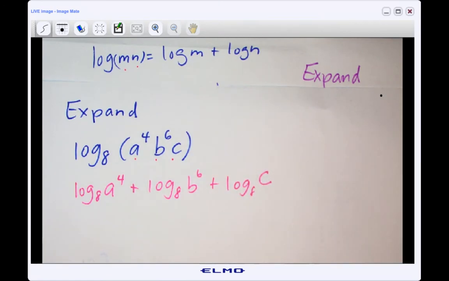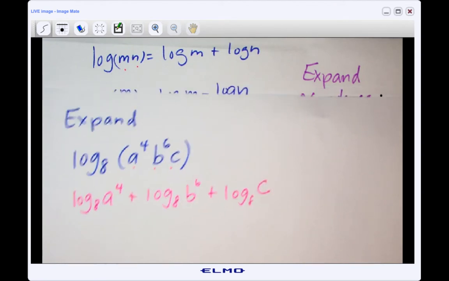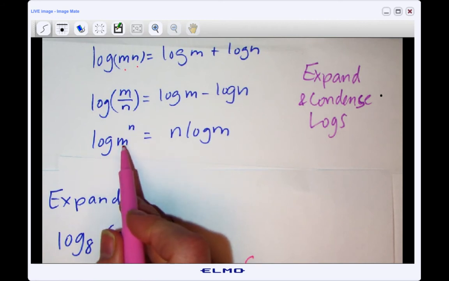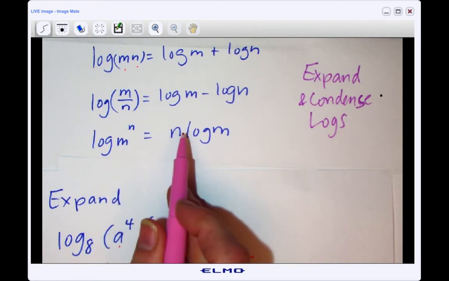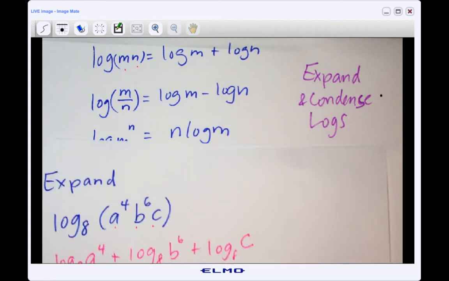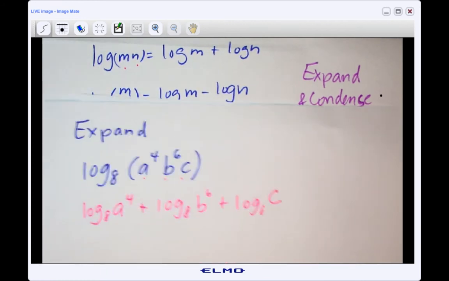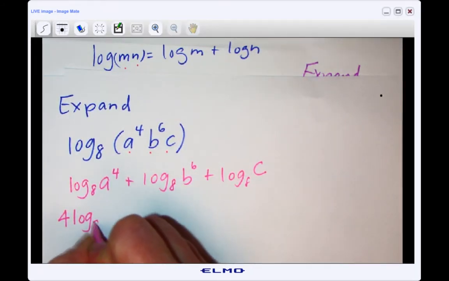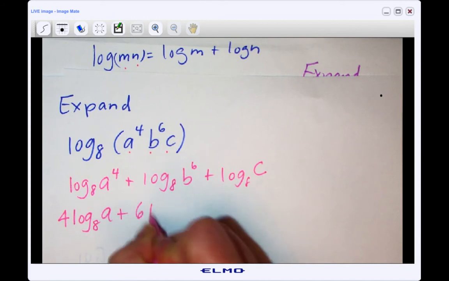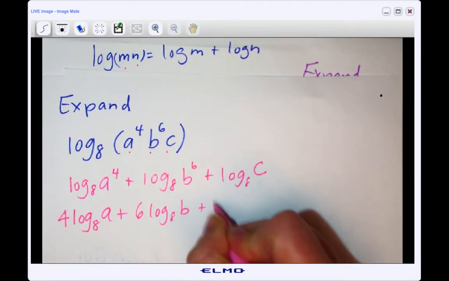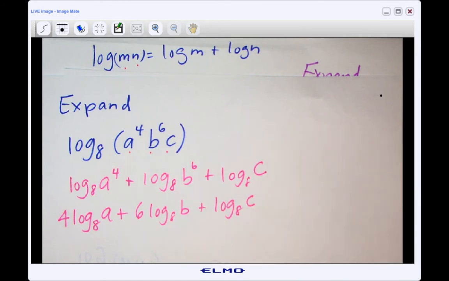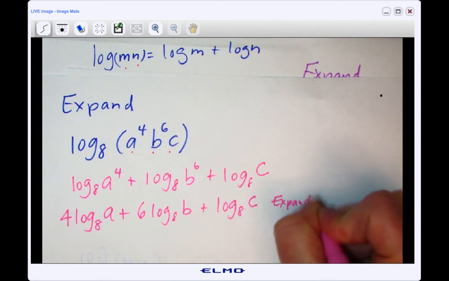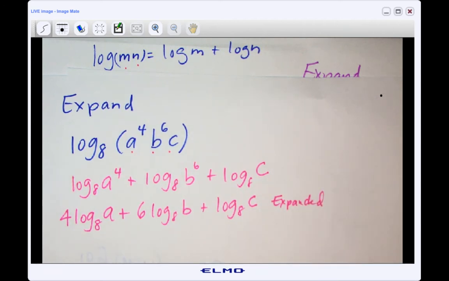Now I'm almost done, but the last thing I want to do is look at my other rule. When we have a value raised to a power, we get to stick that exponent in the front. That's going to be my last step in expanding this one. I'm going to move these exponents to the front, and I'm going to write this as 4 log base 8 of a plus 6 log base 8 of b plus log base 8 of c. Since c doesn't have an exponent, it doesn't get a number in front. That would be my expanded logarithm.